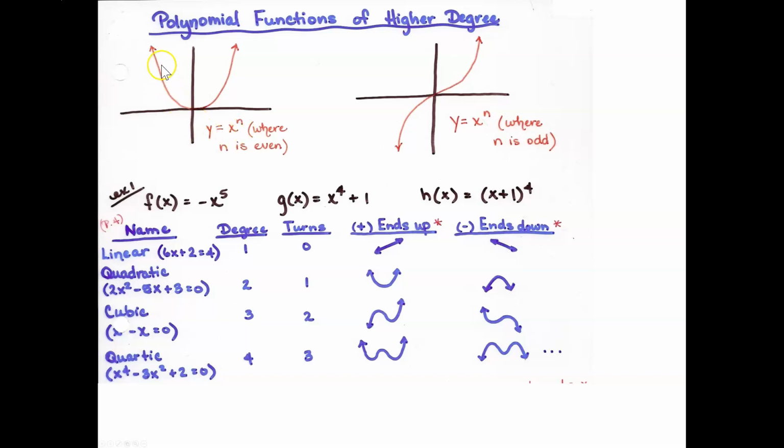So you can see we've got y is equal to x to the n, where n is even. It's going to have the shape of the parabola. Now, as n gets larger, like if you had x to the 4th or x to the 6th or x to the 8th or x to the 10th, it just has that same shape, but it just gets a little bit wider at the bottom. So you can play around with some of that on your calculator.